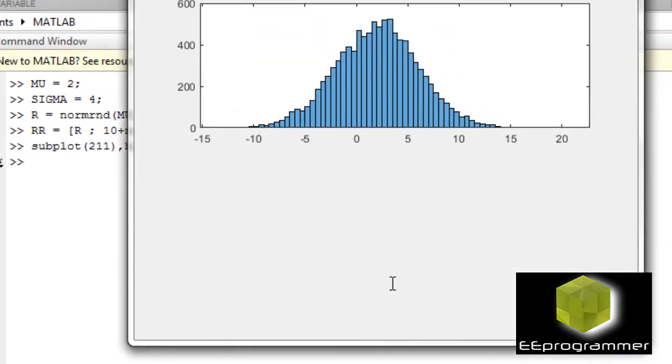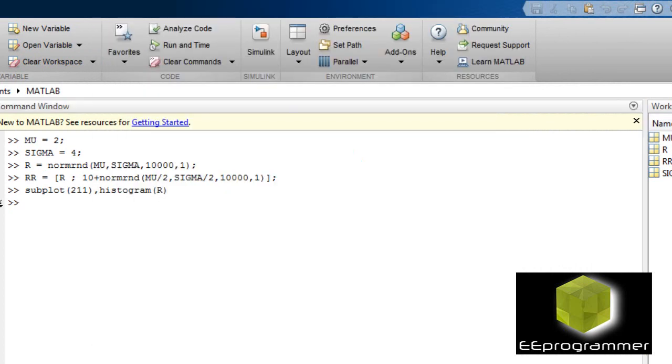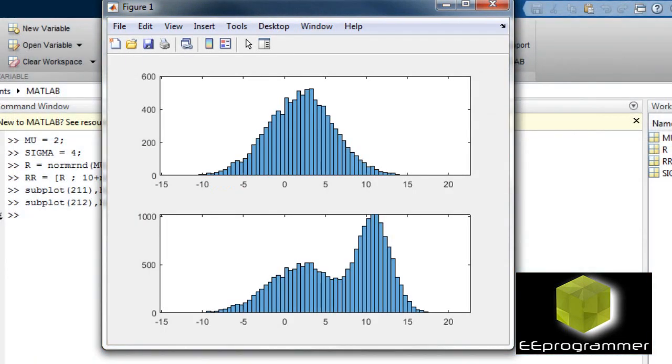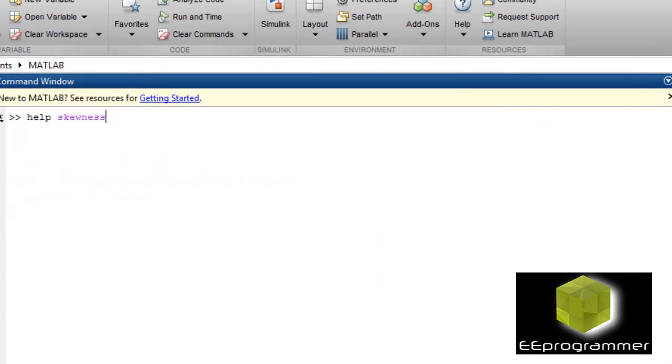Okay, let's see R. The distribution is quite clean. It's very close to a normal distribution. Let's see what RR is. Now you can compare the first part and the second part. You can see the second part has a long tail on the left hand side. So it is not a standard normal distribution because I combined data together.